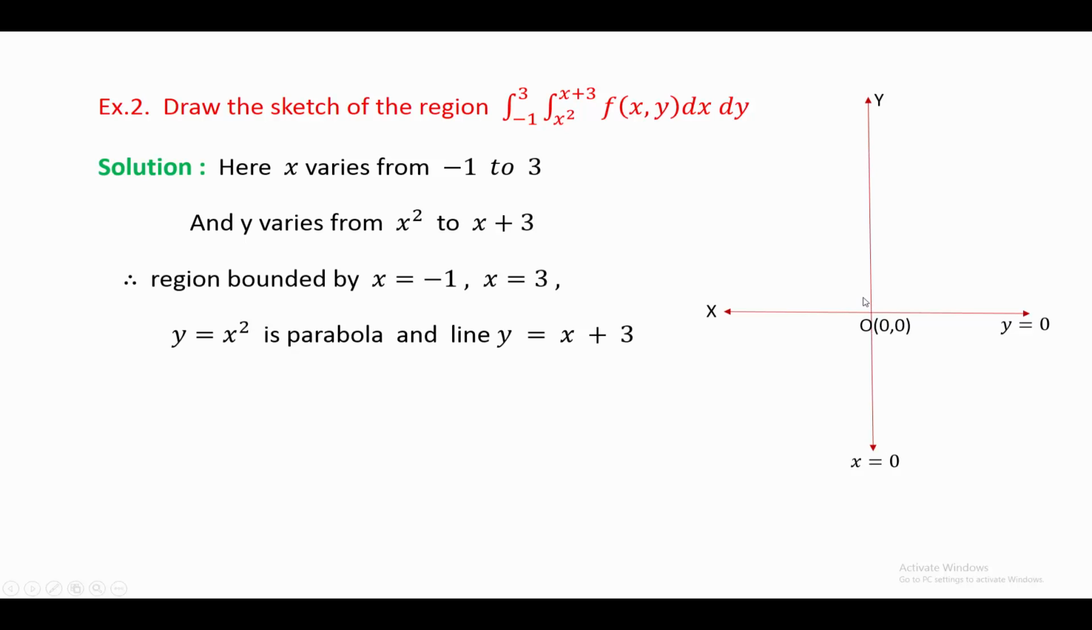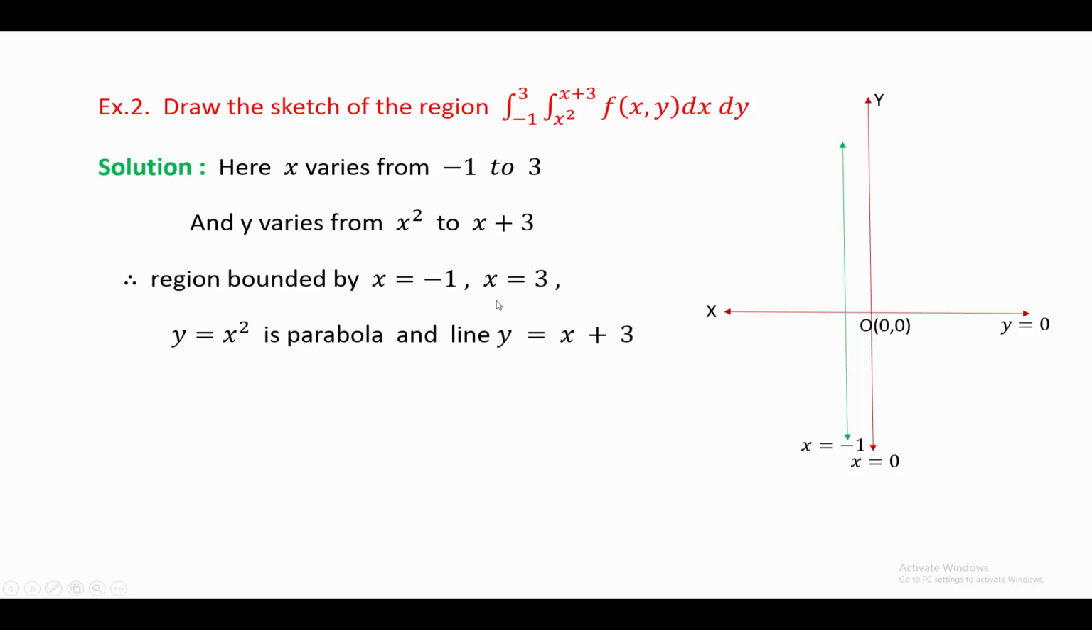On the y-axis, above, it is plus 1, plus 2, plus 3, and below the x-axis, on the y-axis, these are minus 1, minus 2, minus 3. Now first, x equal to minus 1. So here is the minus 1 point. The line parallel to the y-axis is x equal to minus 1. This line is x equal to minus 1 because this point is minus 1.